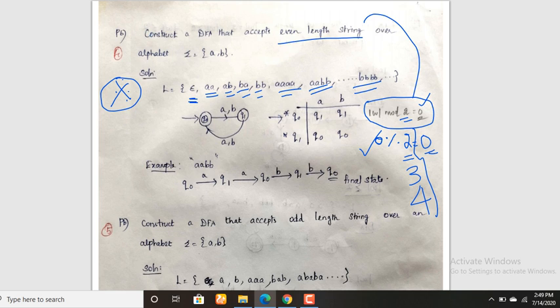For accepting the empty string, make your starting state a final state. Next, A means A, A. We can also include one more state, but I restrict it here. Why? Because we already have one final state, and the starting state also acts as a final state. So I won't include one more state here. This is the minimized DFA.